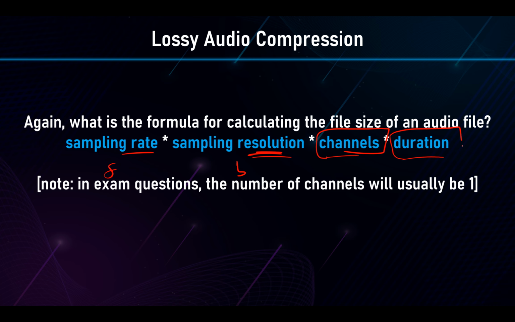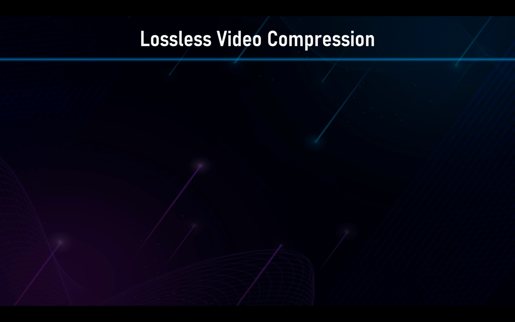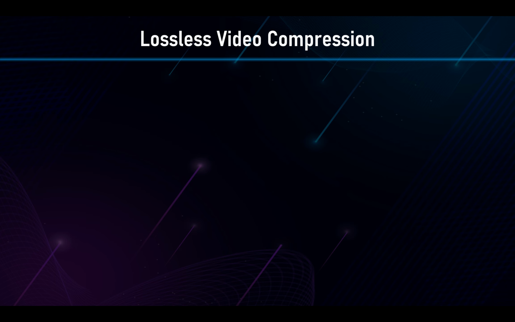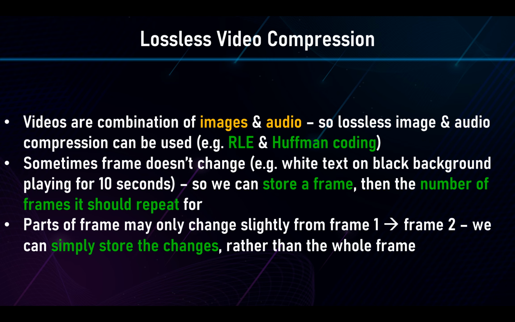Likewise, reducing the duration, either you're going to be speeding up the sound, which is probably not desirable, or you're just going to be cutting off the end of the sound, which again is probably also not desirable. So I think just saying these, either reduce the sampling rate or reduce the sampling resolution. For example, if we halve the sampling rate, then of course we're going to halve the file size.